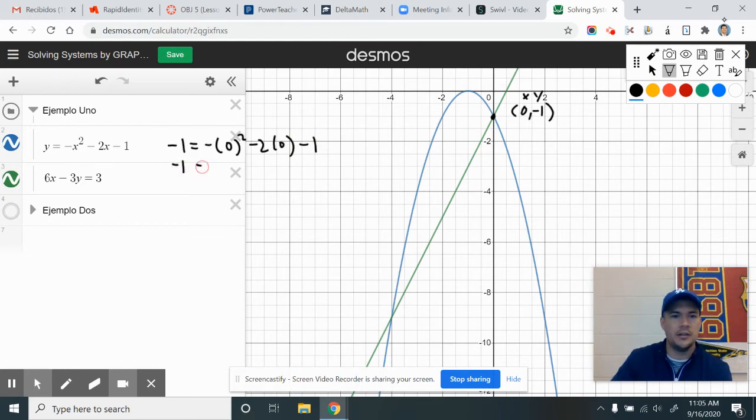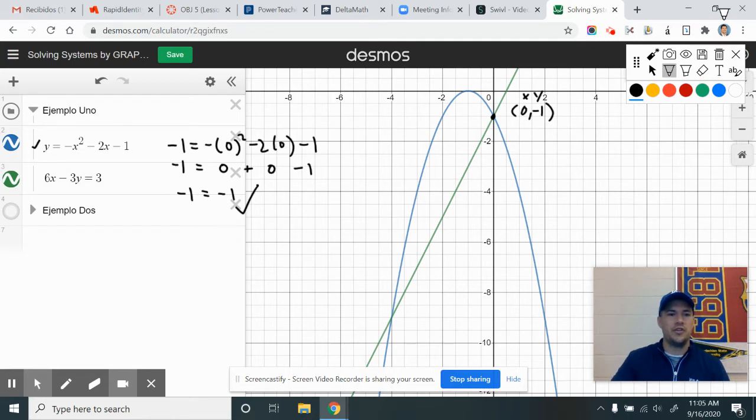And let's work with the 0 squared is 0 times -1 is still 0. -2 times 0 is 0. So I end up getting 0 plus 0 minus 1. In other words, -1 is equal to -1. That gives me a true statement. That means that this solution works, at least it works for this one.